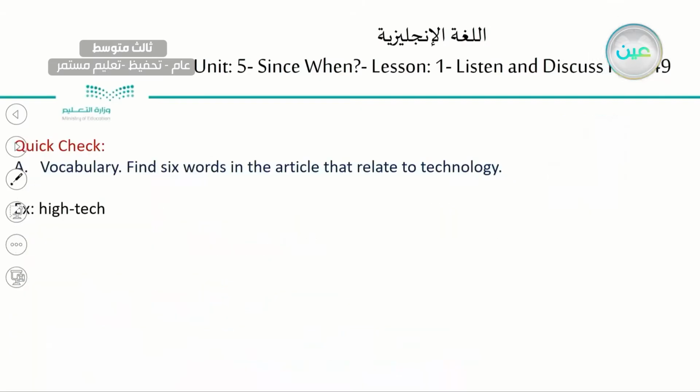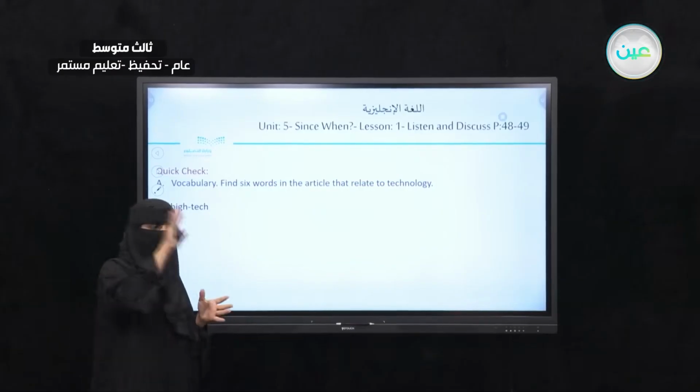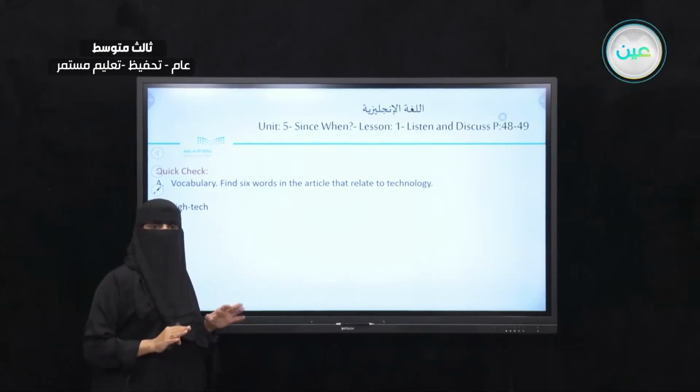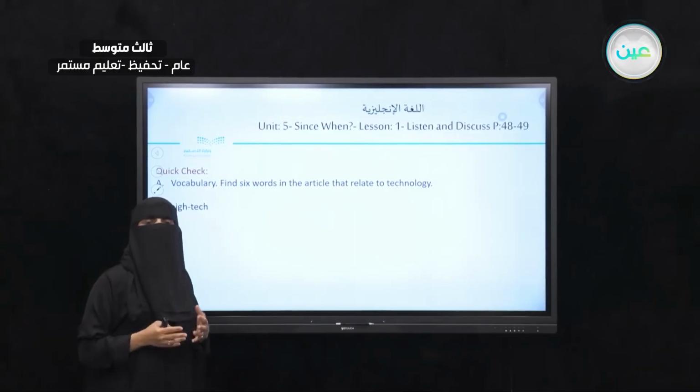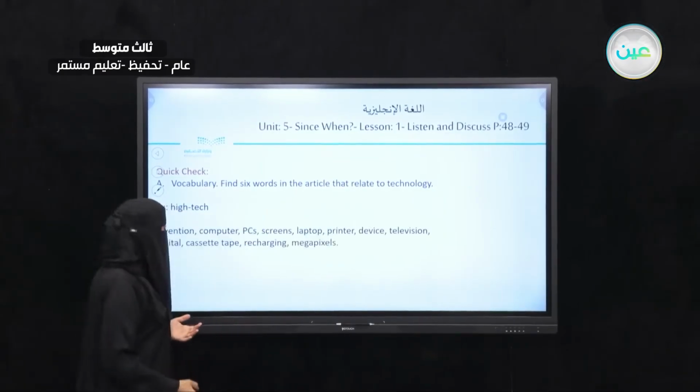Now, in your book, page 49, you have a quick check. Vocabulary. Find 6 words in the article that you think are related to technology, okay? They provided an example, high tech. This is a word related to technology. Pause the video, skim the text, the inventions, and look for any words you think are related to technology, okay? Then let's see the answers together.